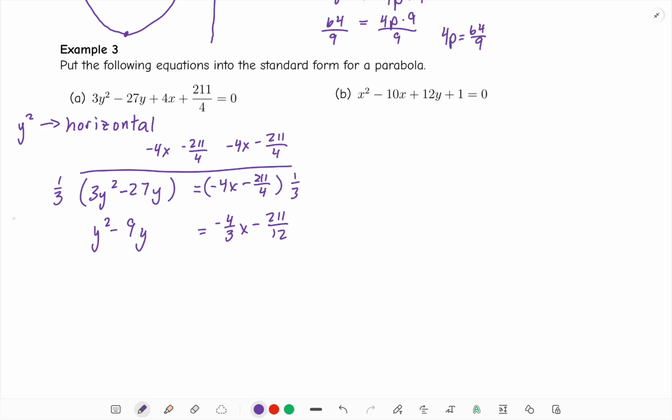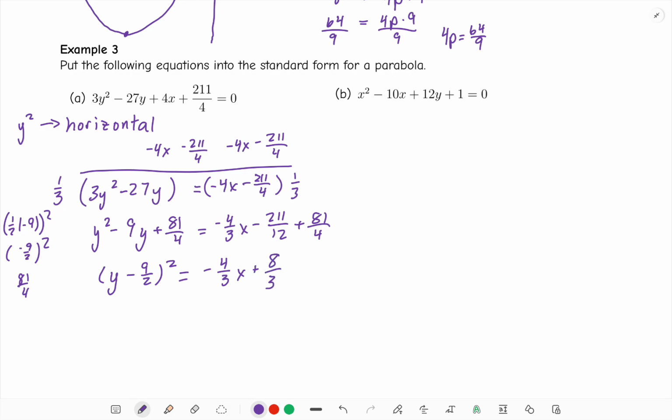Next, you take half of b, squared. So that's -9/2 squared, which is 81/4. So I'm going to add 81/4 to both sides. Now y squared minus 9y plus 81/4 is a perfect square trinomial, and it factors into y minus 9/2 squared. And then on this side, I'm just going to add those fractions together, and actually it comes out to be 8/3.